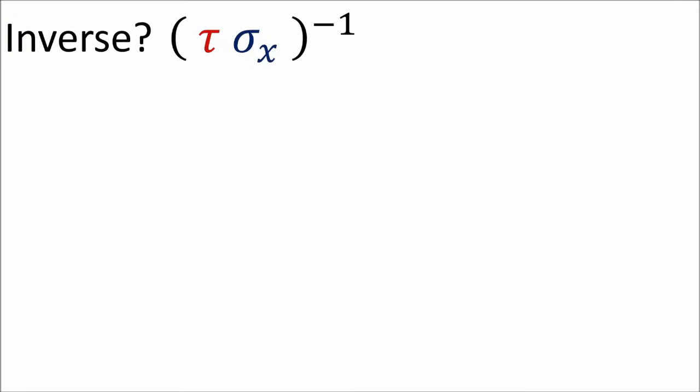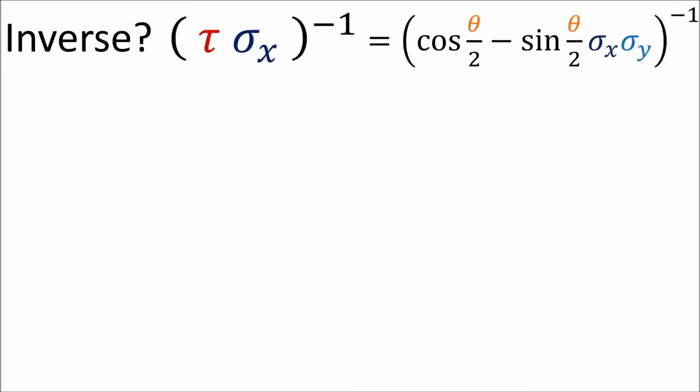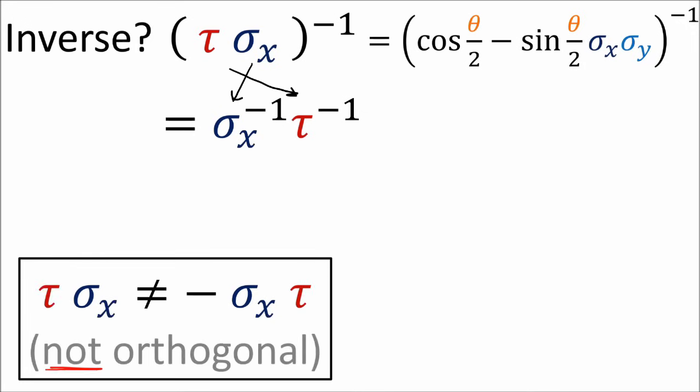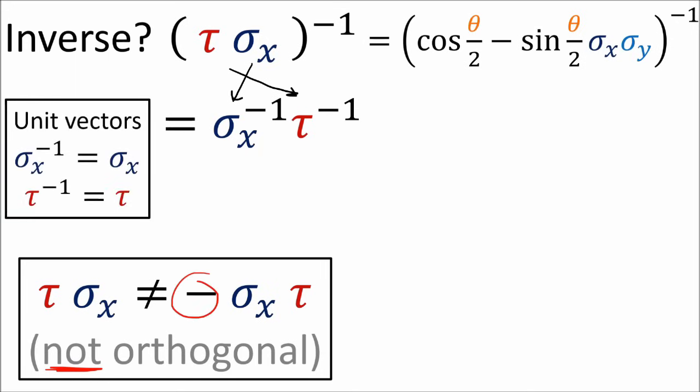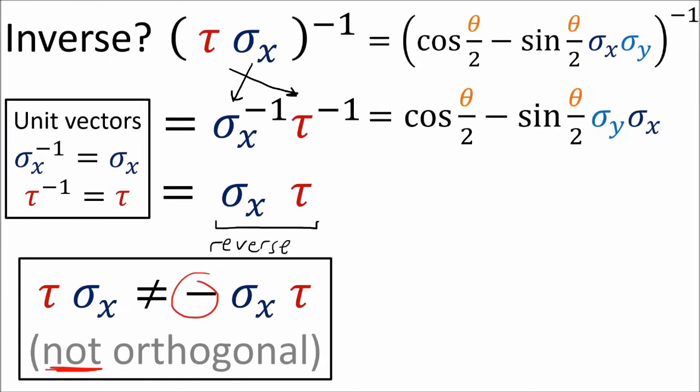Now, what is the inverse of this versor? Recall that we can write the inverse of a product as the product of inverses in the opposite order. Recall, sigma x and tau are not always orthogonal, so we cannot swap them in exchange for a negative sign. However, since sigma x and tau are both unit vectors that square to plus 1, they are their own inverses. So in this special case of unit vectors, the inverse of the versor involves just swapping the order of the vectors. We can also apply this logic to our formula with sines and cosines.